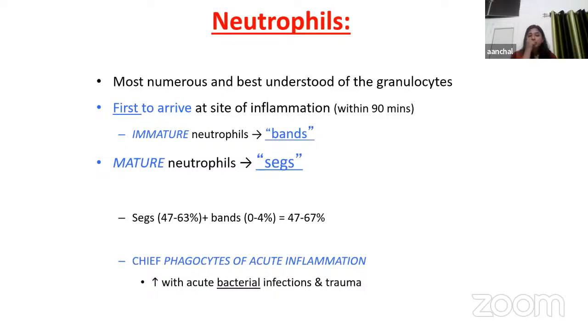It is the most numerous and best understood of the granulocytes, first to arrive at the site of inflammation. So this is the first function, that these neutrophils first arrive at the site of inflammation. The immature neutrophils are known as bands, and the mature ones are known as cells. Okay, so the mature ones range between 47 to 63%, and the bands, which are immature, range between 0 to 4%. The chief phagocytes of acute inflammation are neutrophils that increase with acute bacterial infection and trauma.